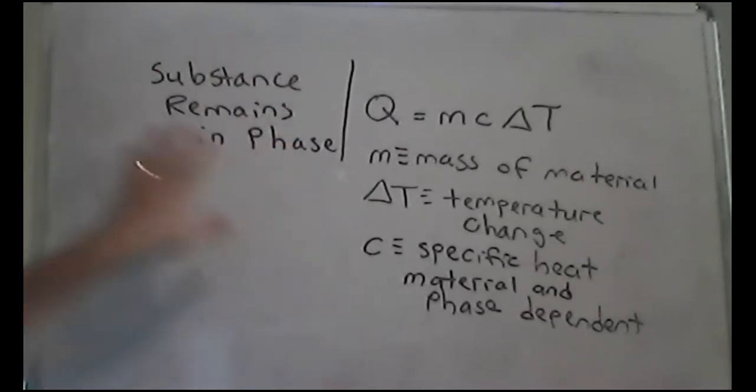So as long as the phase does not change, this is the way heat transfer occurs. The more mass that substance has, the more heat is required. The greater the temperature change, the greater the heat. And there's also a sign convention for heat.